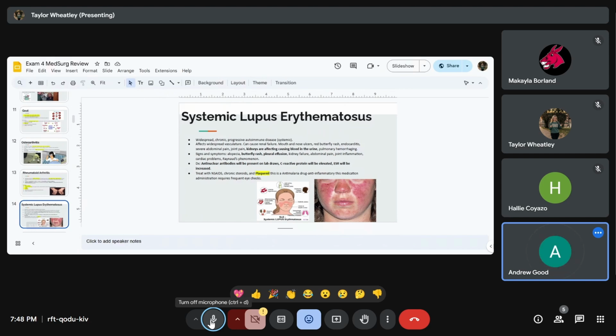So NSAIDs again decrease inflammation. Steroids decrease inflammation, actually decrease immune response, therefore decreasing inflammation. And then this anti-malaria drug, I won't even try to pronounce it for you guys, but it requires frequent eye checks. I think I remember it being on the test, so just take note of that.